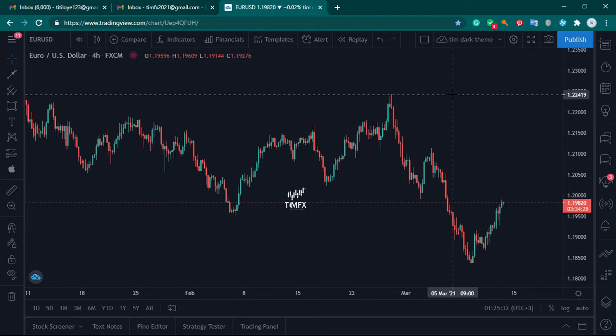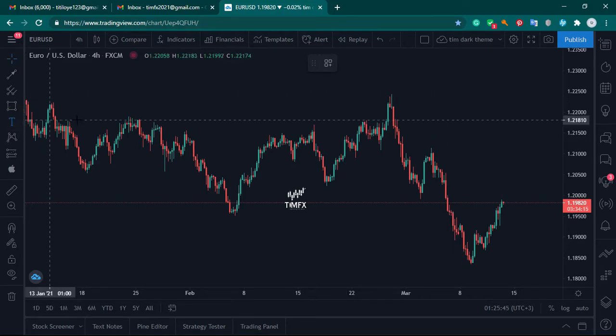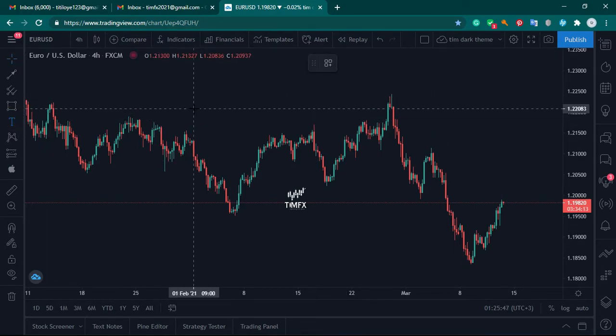Before I proceed, it is important for us to know that support and resistance are not particular prices. They are price regions at which price tends to bounce off from. Okay, I'm gonna be typing it for easy referencing.